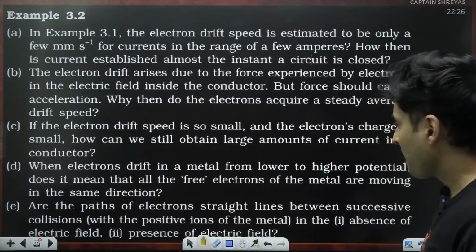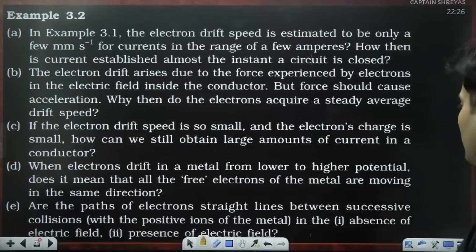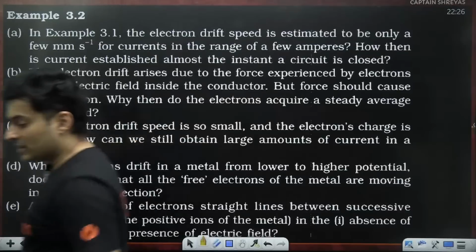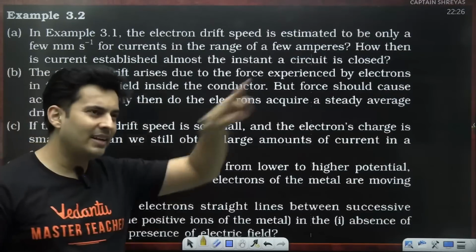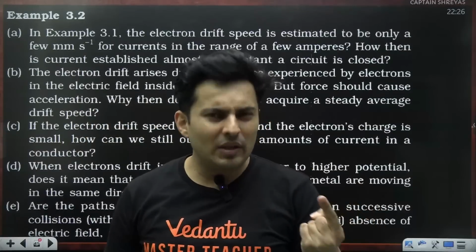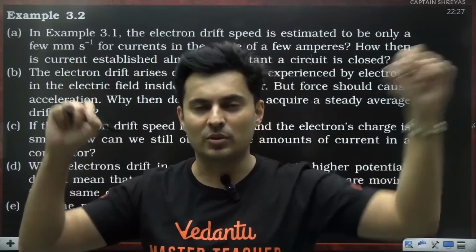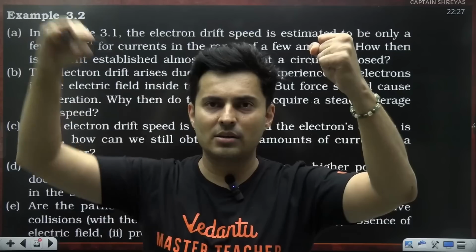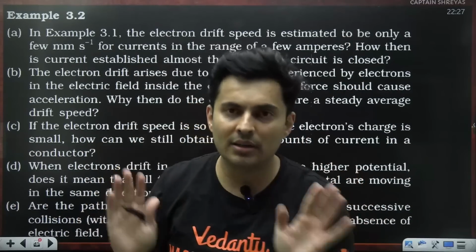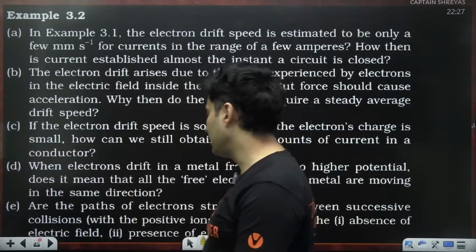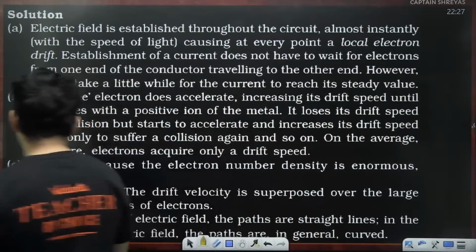Are the paths of electrons straight lines between successive collisions with positive ions of the metal, in the absence of electric field, presence of the electric field? So what about the paths? Okay, how are the paths going to be? Now usually the paths are going to be straight lines. Even though the positive charges are there, they will cause small deflections, but they are too negligible. But usually they are straight lines between one collision to the next collision. So they go like this, collide, go like this, collide, collide, collide. But due to the nucleus, there will be a very small deflection, but not so much, and approximately straight lines. Okay, so all these same answers are written down over here in your NCERT as well.